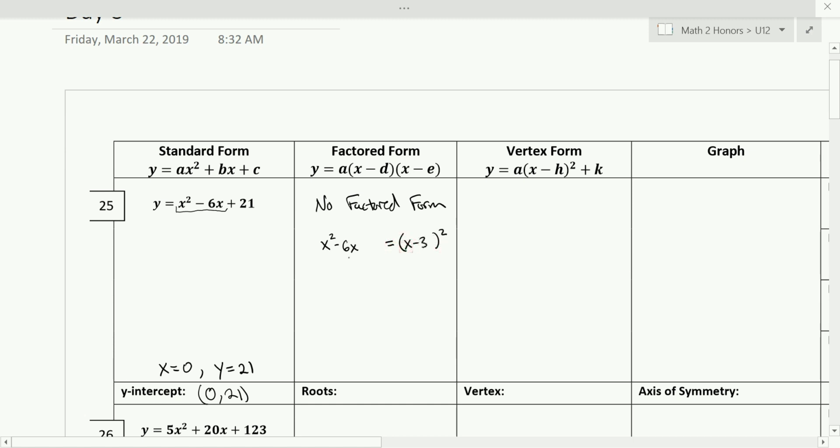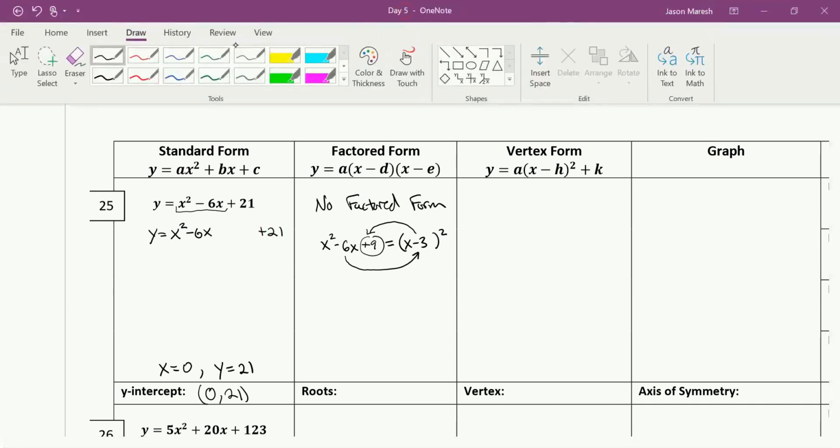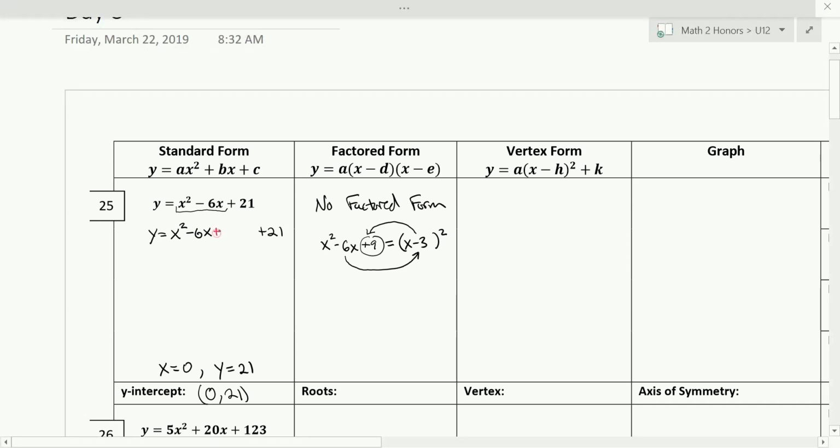X minus 3 squared. So what we did is we took the negative 6. If you cut that in half, that gives you the negative 3. And then to figure out what to add, you're going to take the negative 3 and square it. So negative 3 times negative 3 tells us what number we need to add to complete that square. So I need to add a plus 9. In this equation, I'm going to write y equals x squared minus 6x. I'm going to move the 21 over. So that's the same equation, but I need a plus 9. When I put that there, now the equations are not equal to each other, so I need to balance the equation by putting a minus 9 right there.